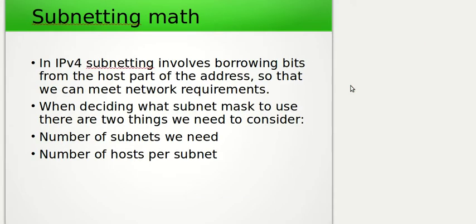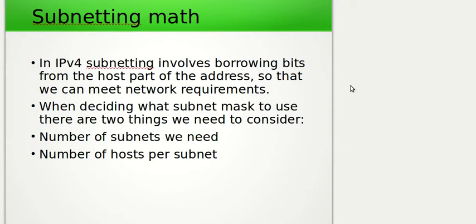And so with subnetting, like I said before, it involves borrowing bits from the host part of the address so that we can meet our network requirements. This is why it's so important to understand our network requirements before we choose our class of address, because once we know how big our subnets need to be and how many subnets we need, then we can choose the correct class of IP address so that we know we have enough host bits to work with to meet those requirements.